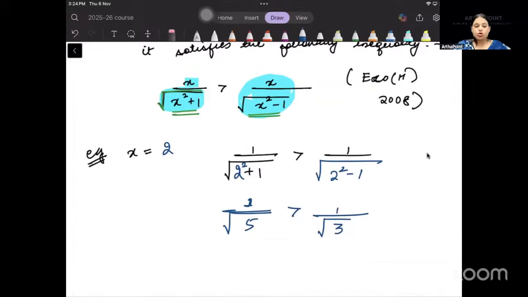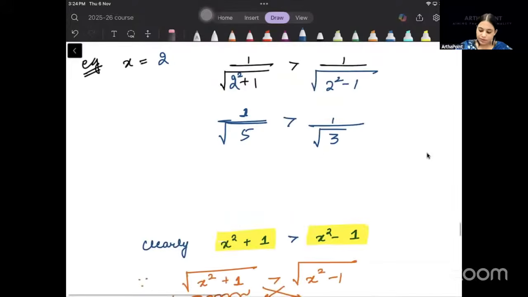Okay. So if I go ahead and find out, I'm sorry for going so slow, beta, but I have to explain in detail, right? This is a question which has been asked in a past year exam. तो आपको इसको अच्छे से करना जरूरी है. So root 5 is 2.23, this is 1 upon 2.23. And root 3 is 1.73.